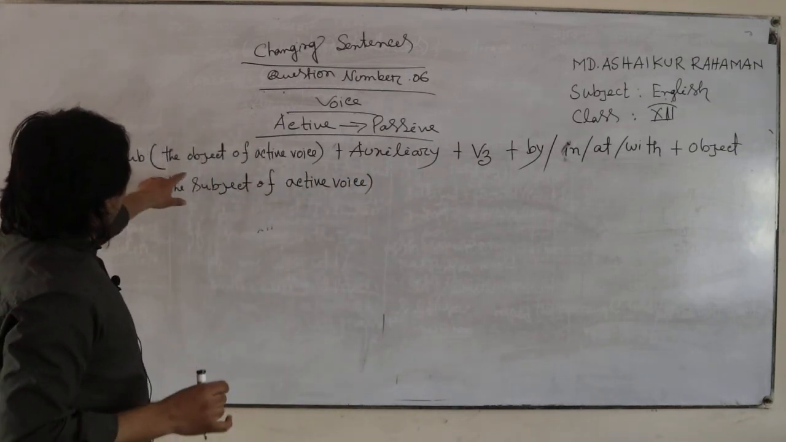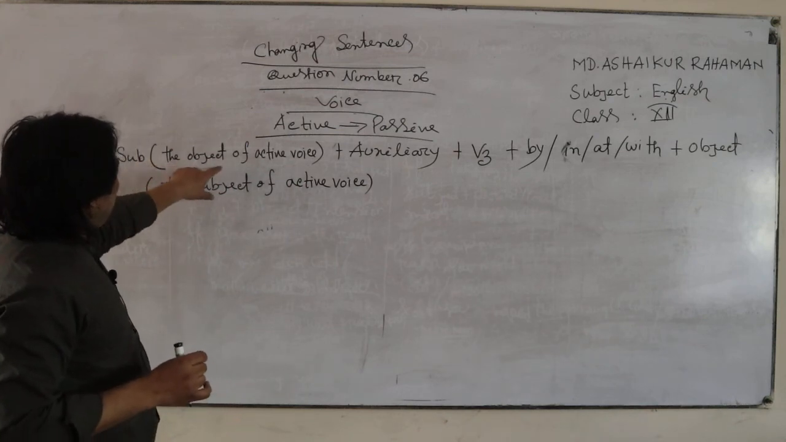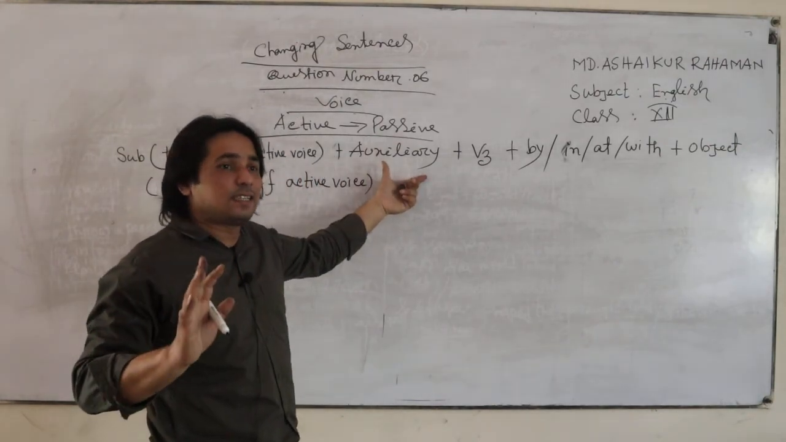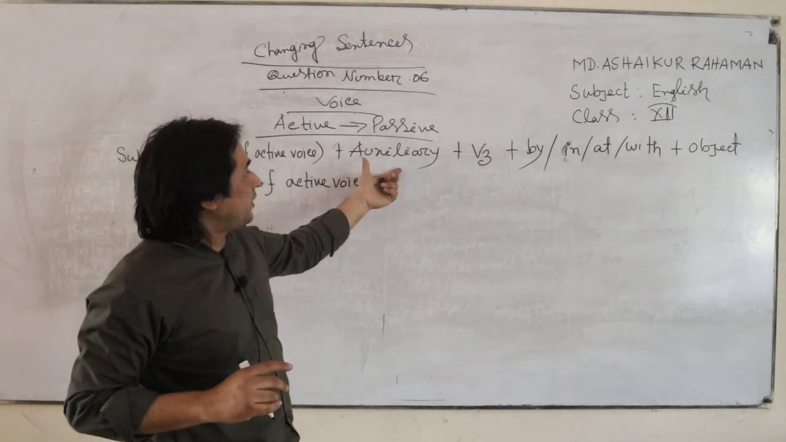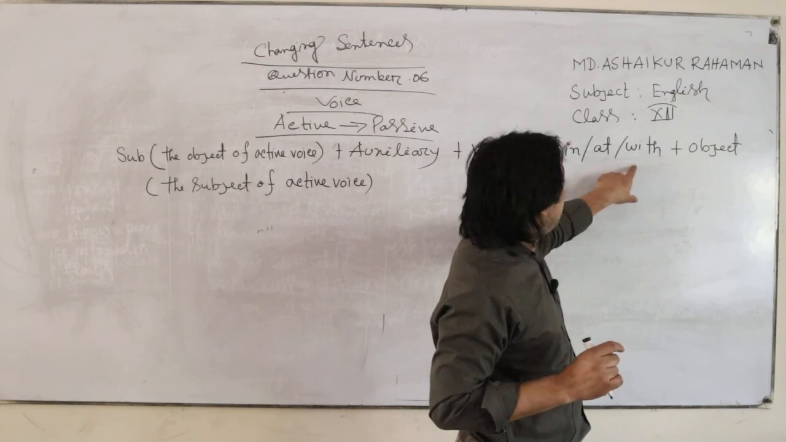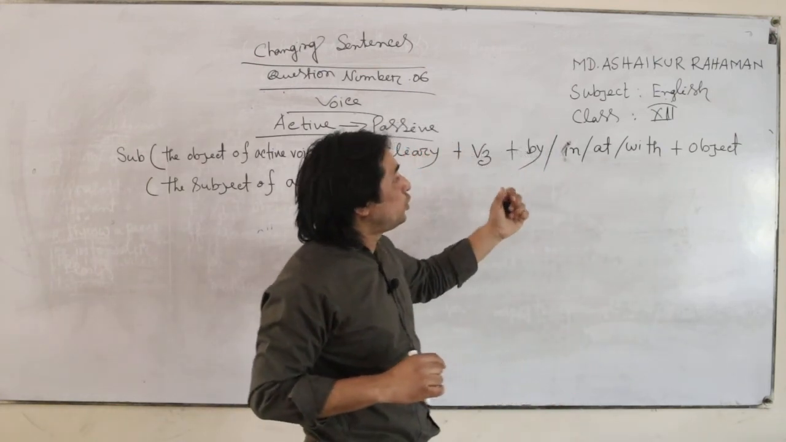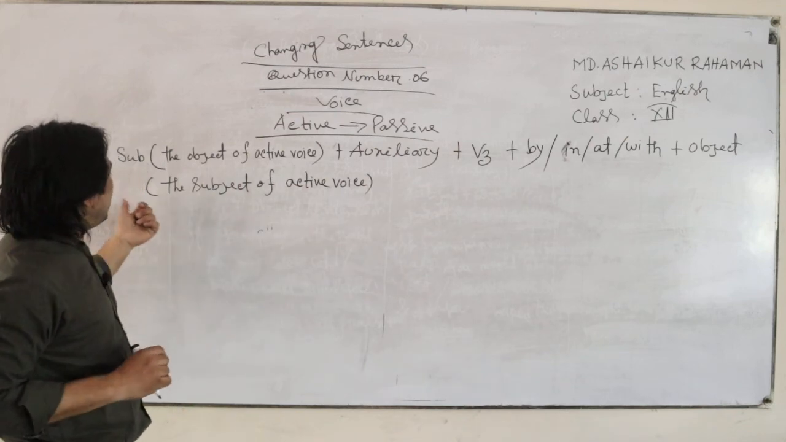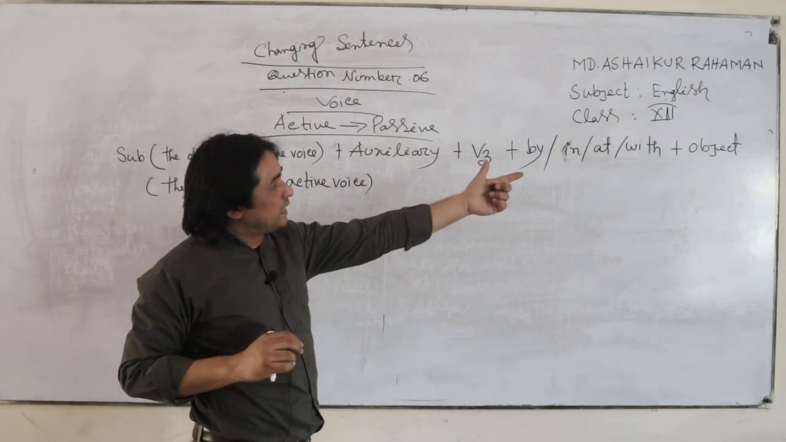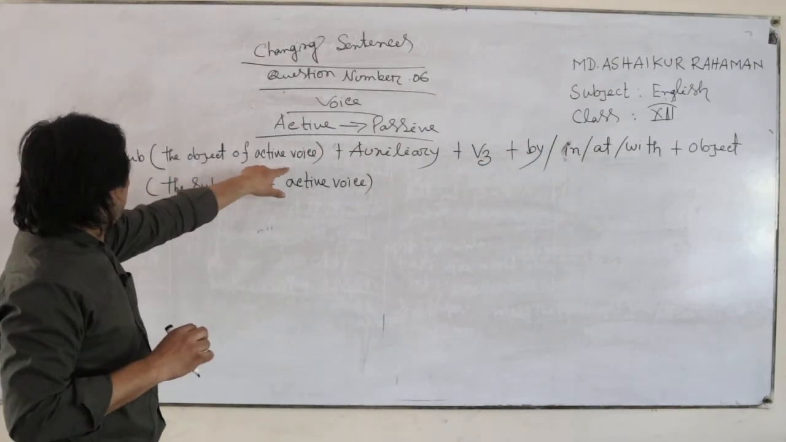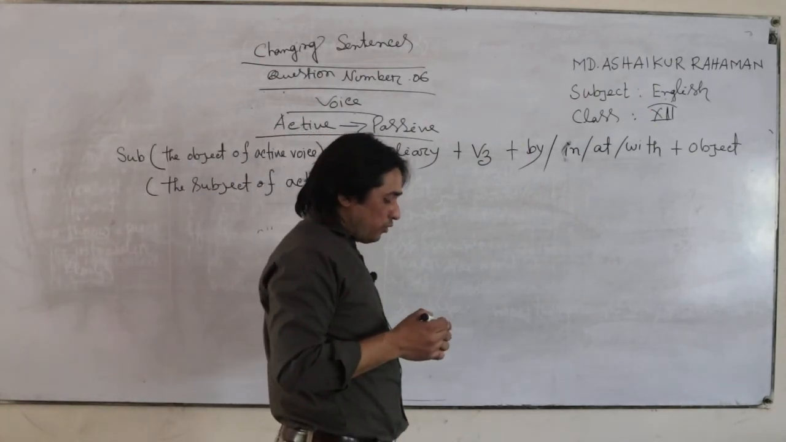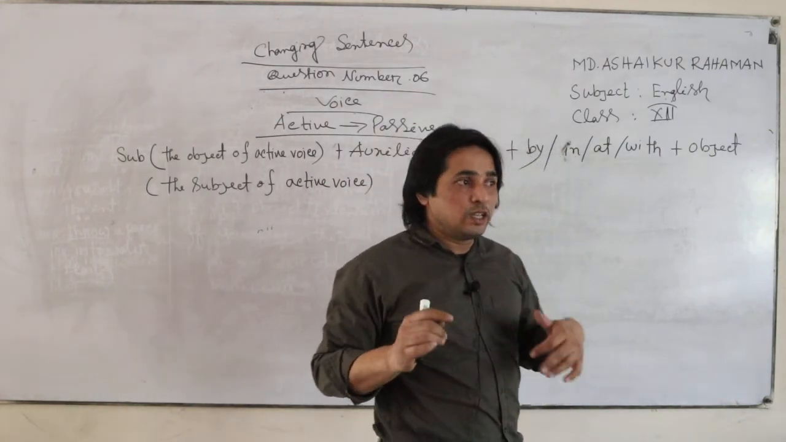We see that the subject is the object of the active voice, and then an auxiliary according to the tense of the given active sentence. Then the third form of verb, and then by or in or at or with according to the necessity or as per the rule. And then the object: the subject of the active voice will be used as the object, and the object of the active voice will be used as the subject of the passive voice. This is the general structure of turning an active voice into a passive voice.